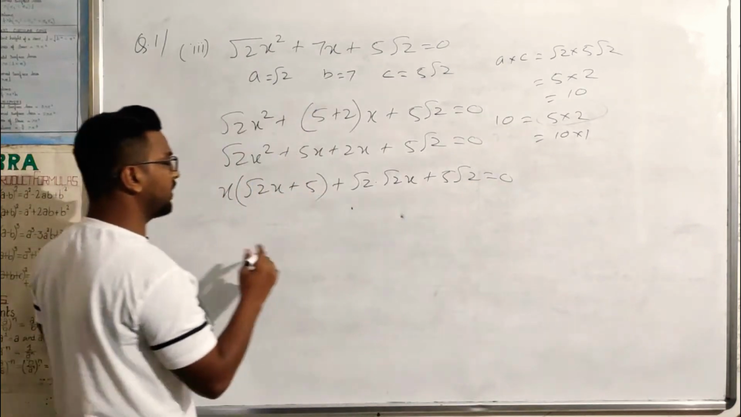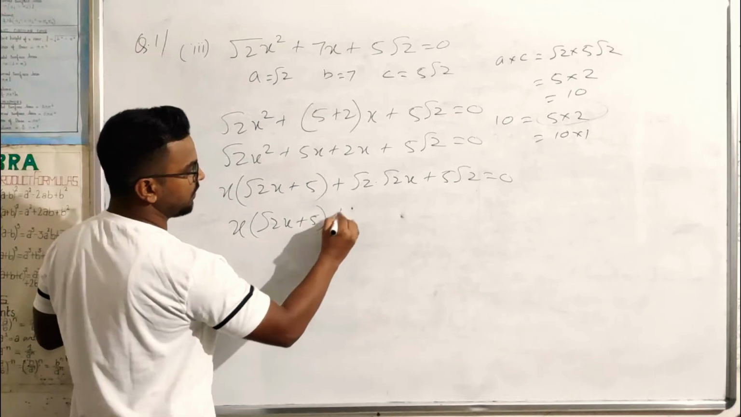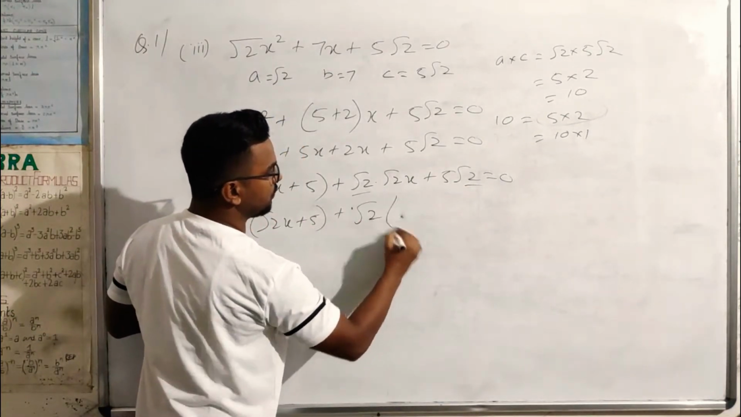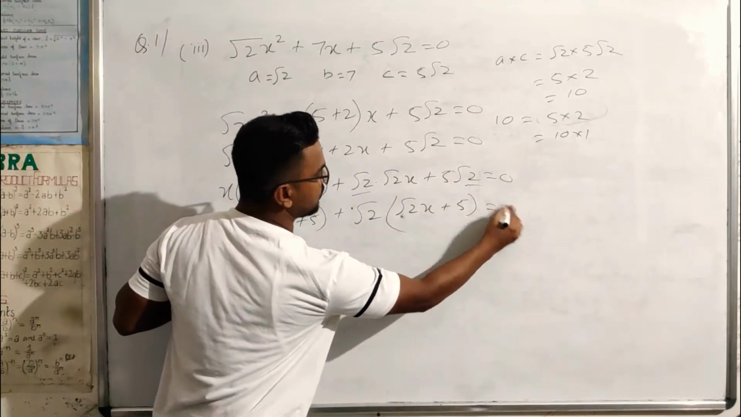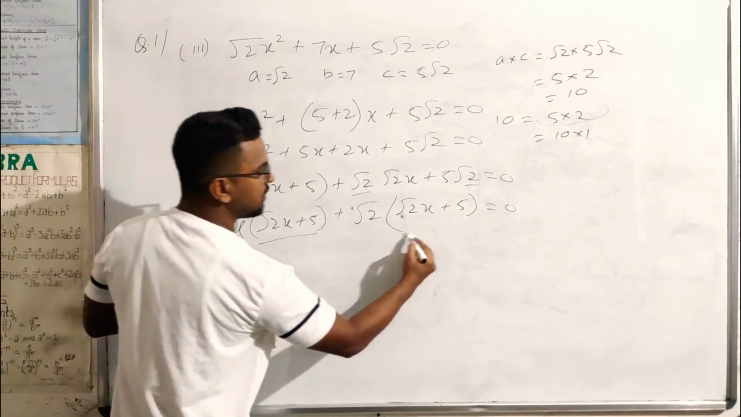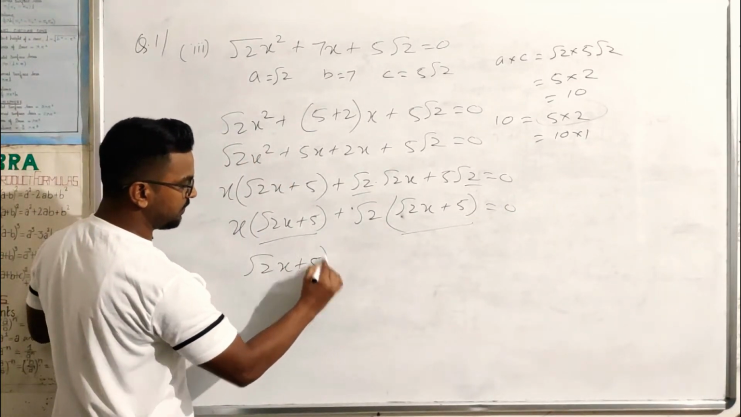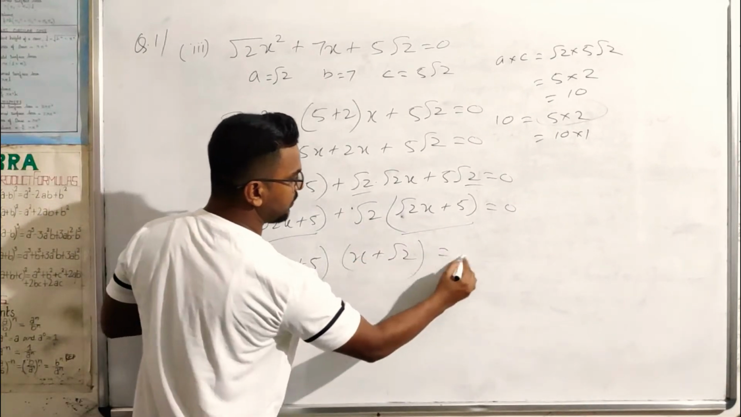Let me do it again. So x into root 2 x plus 5. What is common in the next two terms? Root 2 is common, so take it out. What will be in the bracket? Root 2 x, and here it will be 5, equals 0. So this bracket is common in both, so take it out: root 2 x plus 5, and what is left is x plus root 2, equals 0.